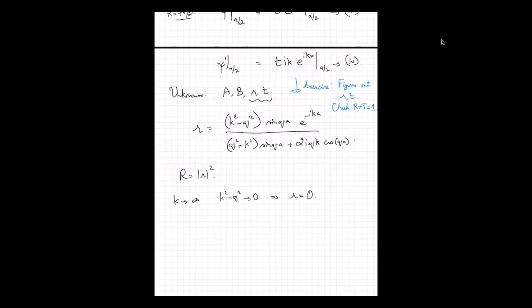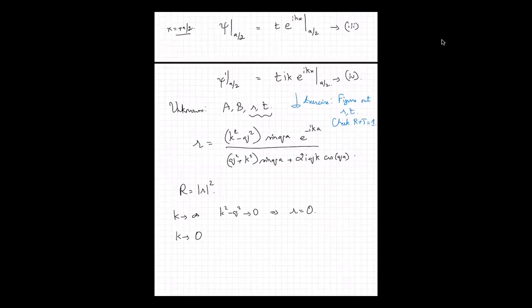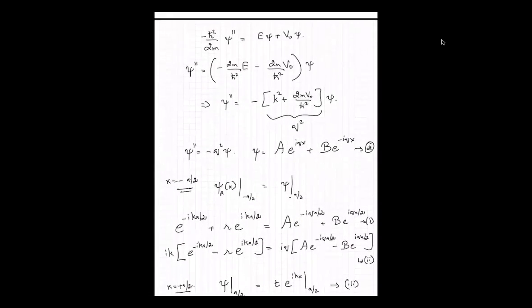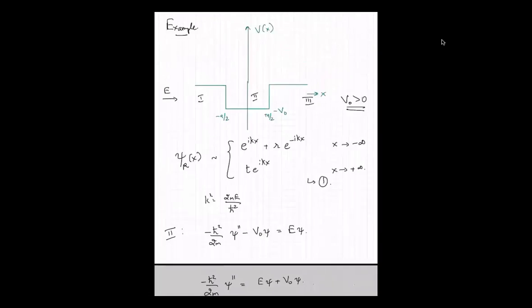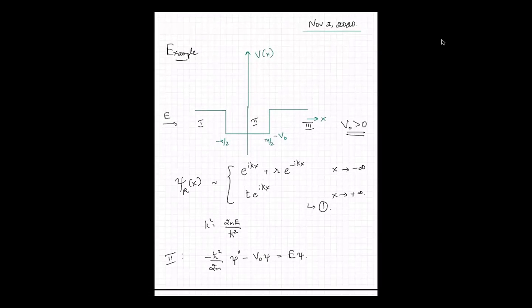Okay. So this is the first limiting case that we can inspect. The other limiting case is k goes to 0, which means you are throwing it very, very softly. So it just doesn't have enough energy to penetrate the potential barrier. So in this case, I expect all of the waves to be reflected back and none of it to be transmitted.